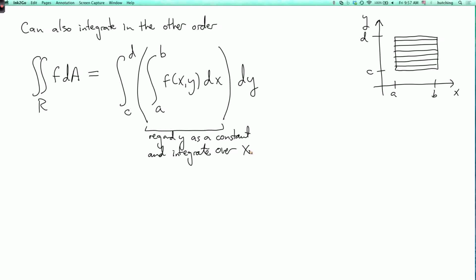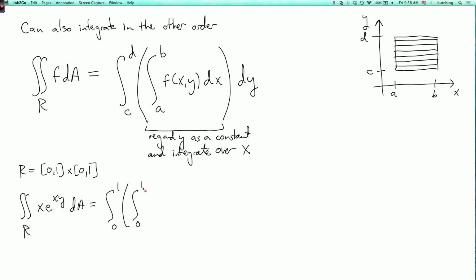Okay. In general, one order might be easier than the other. So if you try to evaluate one of these integrals and you're getting a horrendous mess, then you might want to try the other order and it might be easier. For example, going back to a previous example where R equals [0,1] cross [0,1], if we try to evaluate the double integral over R of x e^(xy) dA using this order, then I get the integral from 0 to 1 of, in parentheses, the integral from 0 to 1 of x e^(xy) dx, dy.